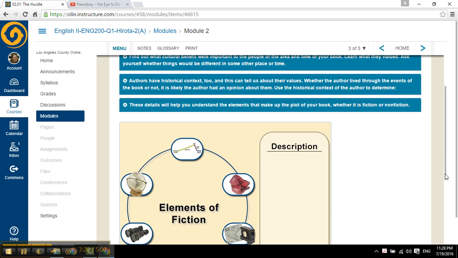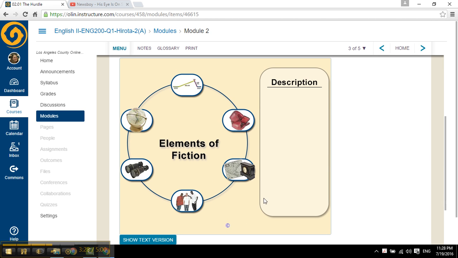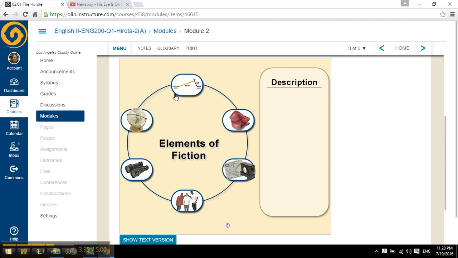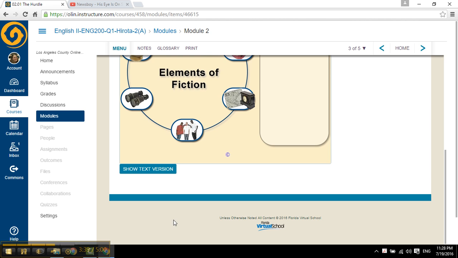Click on all of those boxes, and also take a look here at these elements. Some of this is probably going to be review for you, but you'll need to hover over them and make sure that you understand each of them. And then you'll go on to the next page.